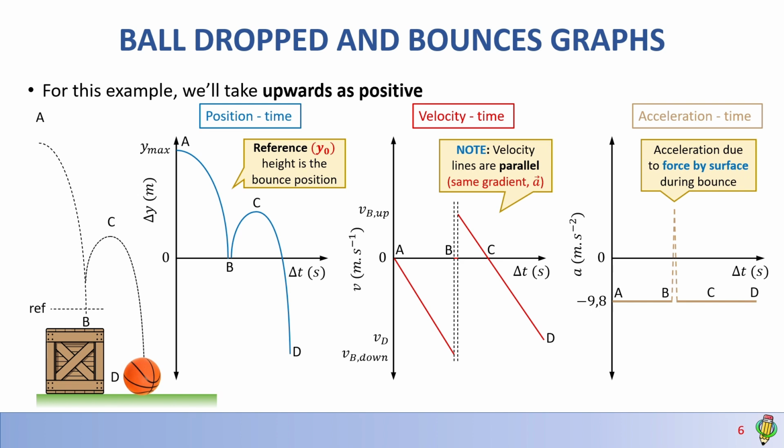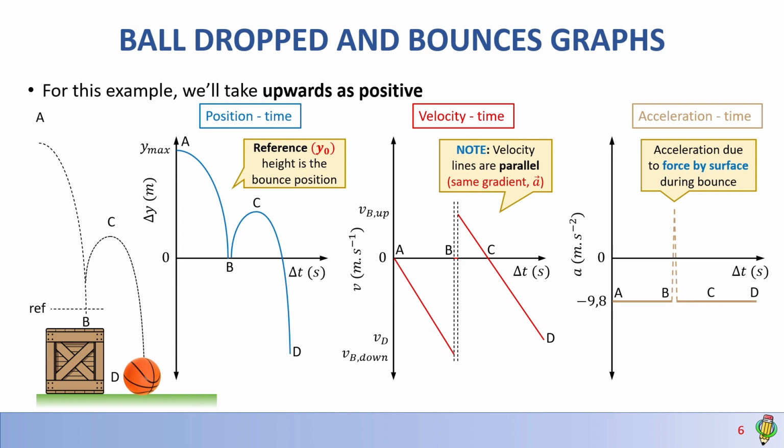The ball will bounce at position B and go to another highest point at position C and continue to drop until position D, which is below the reference position. If we look at the position time graph, we can see that the bounce position, or position B, is on 0 meters. The ball will drop until it bounces at B, goes to a high point at position C, continues to drop beyond the reference position and goes all the way to position D.